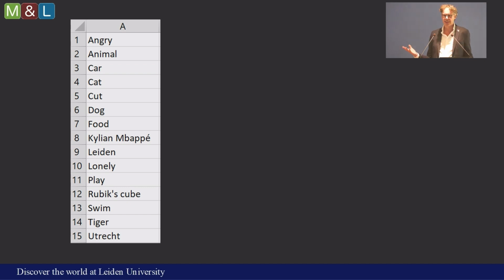I was sitting behind my desk at home coming up with words, and then my son came in and started talking about his favorite football player, Kylian Mbappé. So that's how he ended up in the list.